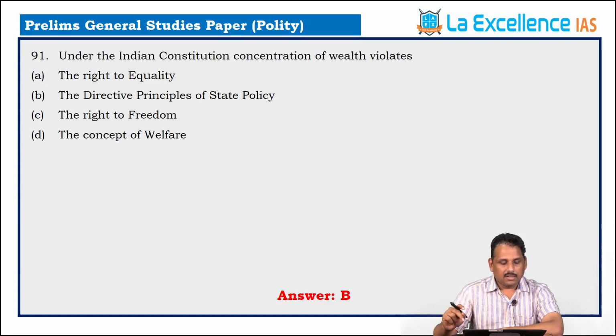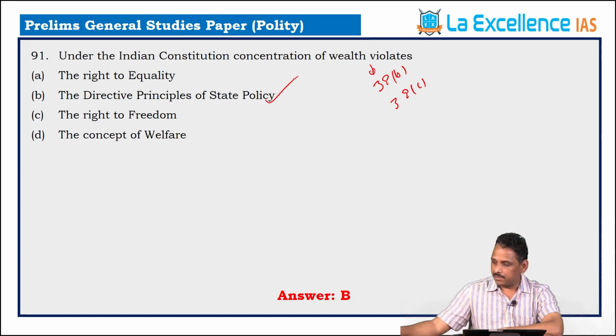Next is, under the Indian Constitution, concentration of wealth violates. Obviously, it violates 39B, 39C, which are part of DPSP. Economic equality has been promoted through DPSP, not through fundamental rights. Obviously, answer is B for this.